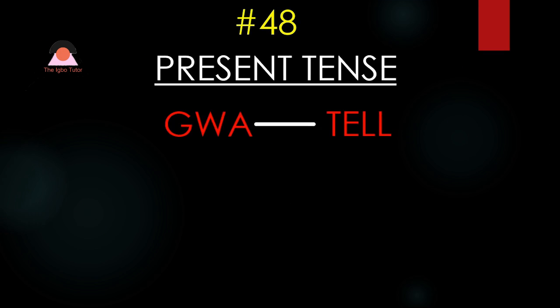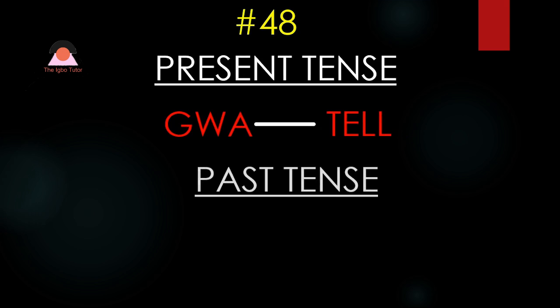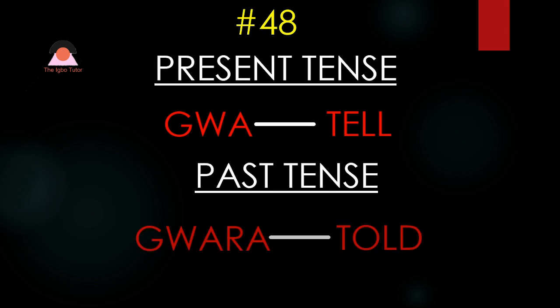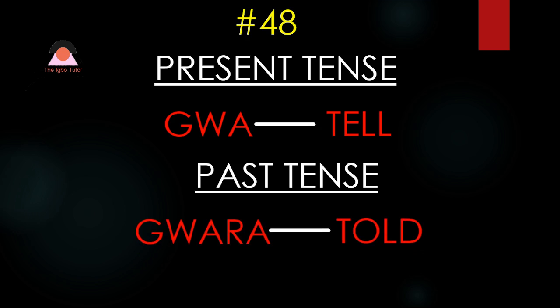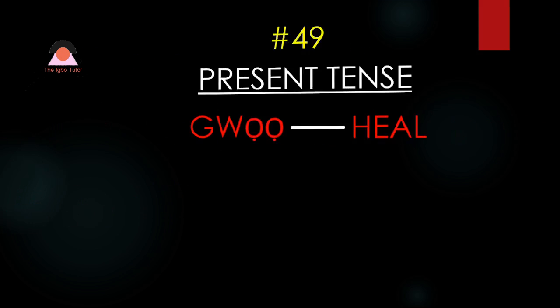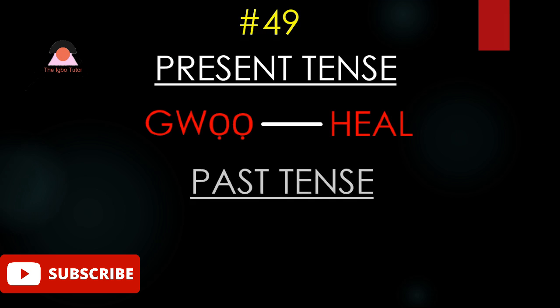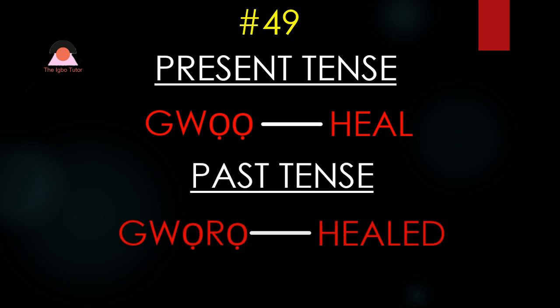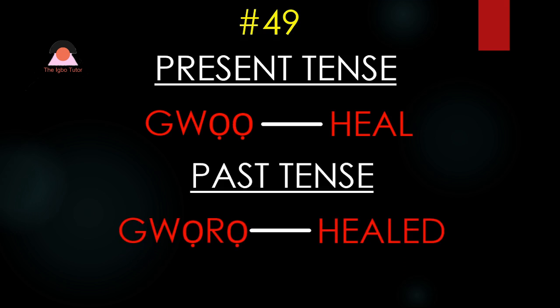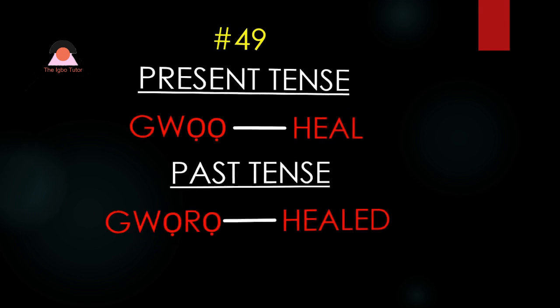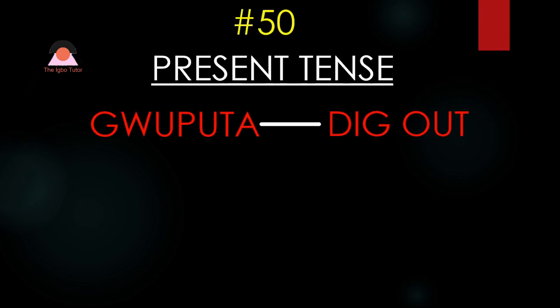And the word is gua, meaning tail. What is the past tense of gua? The past tense is guara. Guara, toad. Let's go to 49. And the verb is guo, double O, drawn longer. Guo, meaning heal. What is the past tense of guo? It is guoro. Guoro, healed.